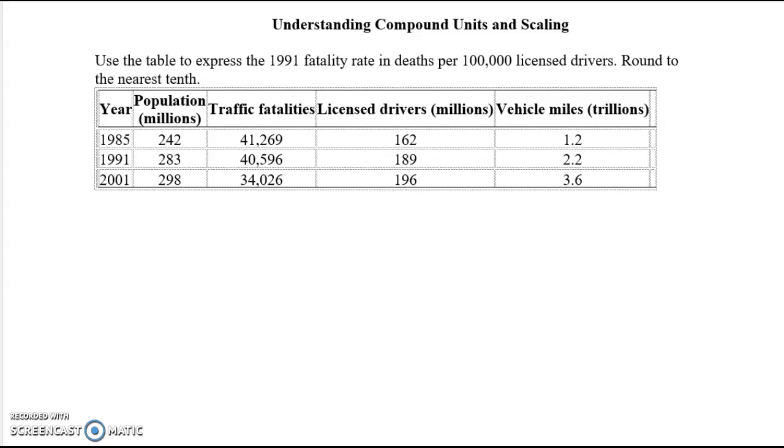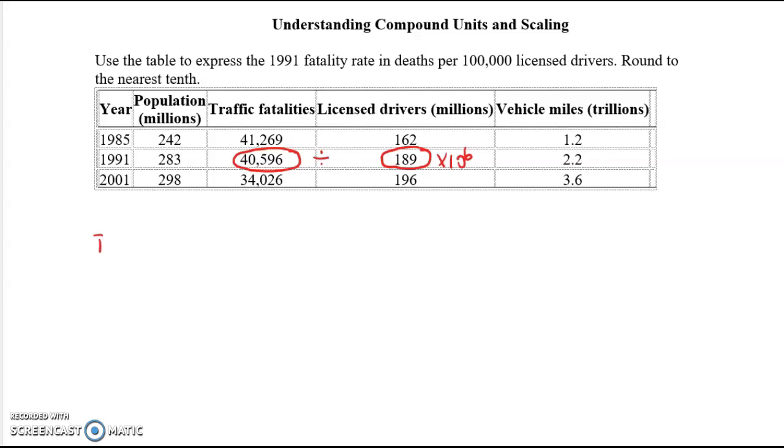Let's look at how to express the 1991 fatality rate in deaths per 100,000 licensed drivers using the table below. We want to round our final answer to the nearest tenth, or one decimal place. To do this, we're going to divide the number of traffic fatalities in 1991 by the number of licensed drivers in 1991. Here we are given the licensed drivers in millions, and millions is 10 to the 6. We have to factor that into our calculation.